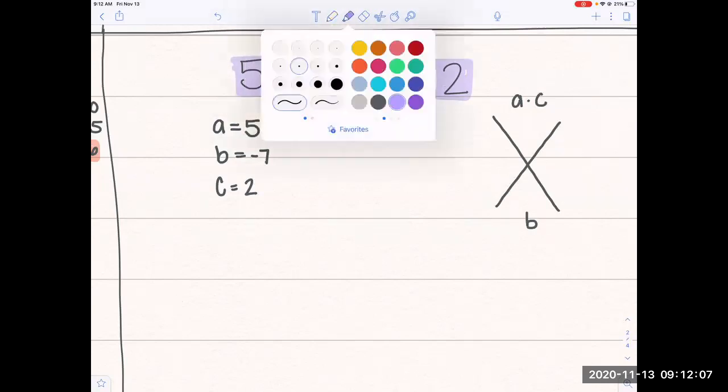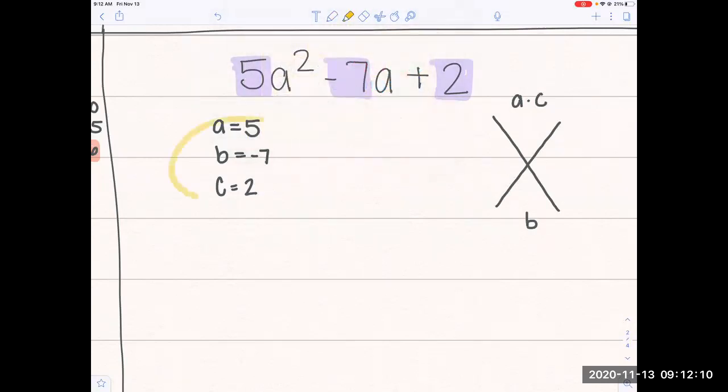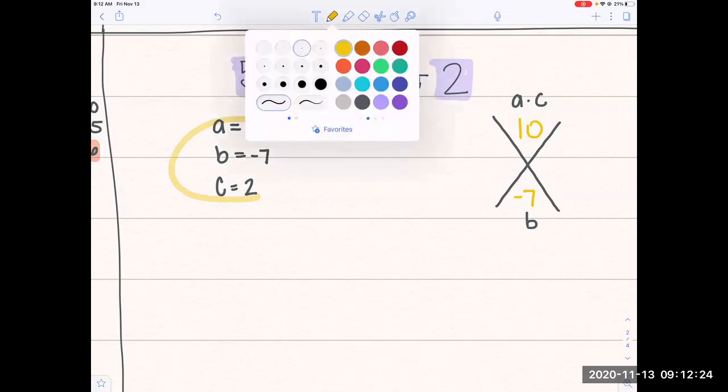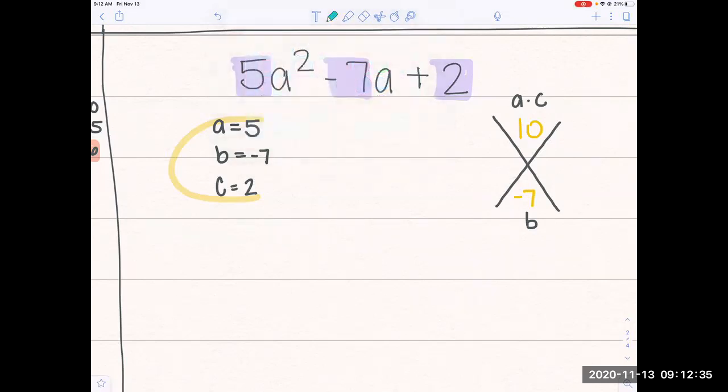All right, so A times C, 5 times 2 is going to give me 10. And then B is -7. Okay, I'm looking for 2 numbers that will multiply to 10 and add to -7. Well, because A times C is positive, it's going to be the same sign, and they're both going to be negative because B is negative. That was something we wrote down back at the top of this page. We also wrote it down at the top of 13.2 notes and 13.3. So I'm going to have negative, negative.